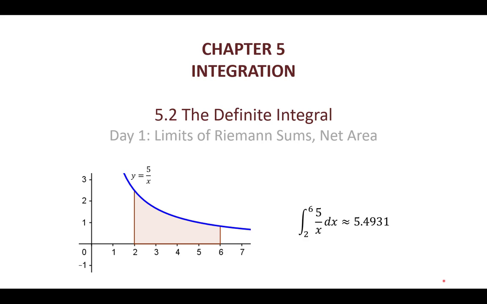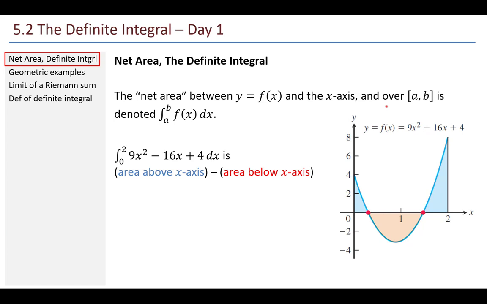Welcome. Today we begin 5.2, the definite integral, and today we will talk about limits of Riemann sums and net area. So, net area and the definite integral. The net area between the graph of a function and the x-axis and over the closed interval from a to b is denoted this way. We call this the definite integral from a to b of f of x dx.